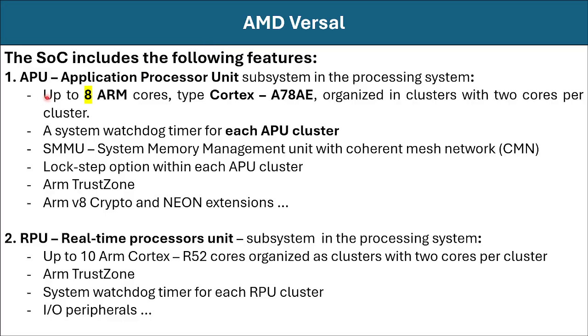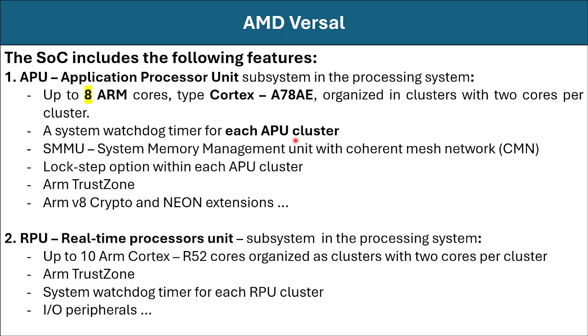Inside the processing system, there are up to 8 ARM cores, which are type Cortex A78AE, organized in clusters with 2 cores per cluster. So one cluster has 2 of these cores. One APU is actually probably one of those clusters, and in total there are 8 ARM cores inside. There are 8 ARM cores in total in the whole processing system, PS, which is described in the previous chapter.